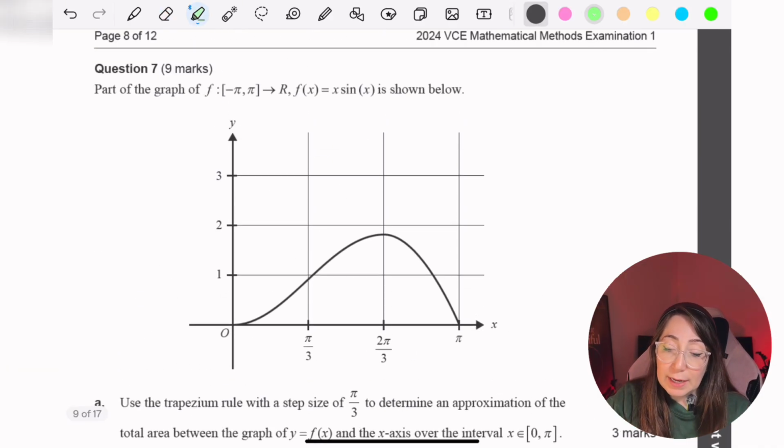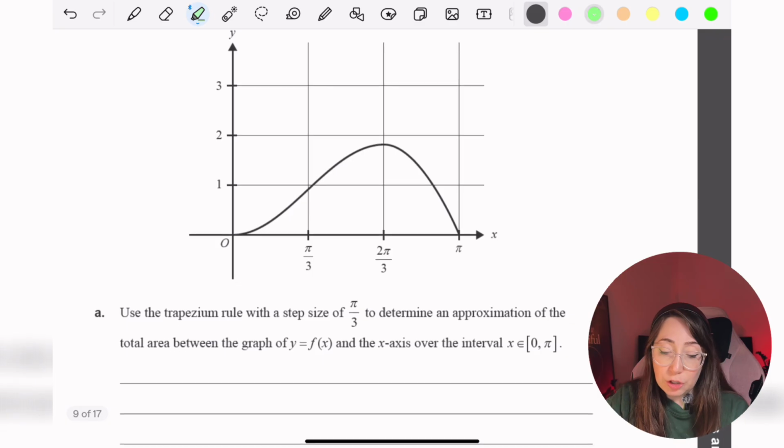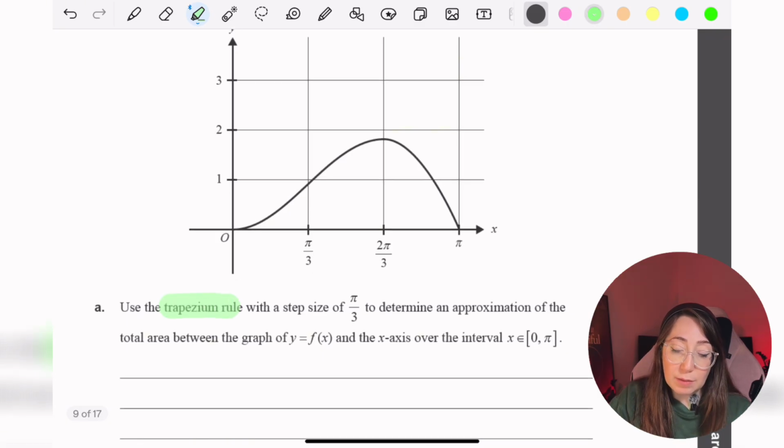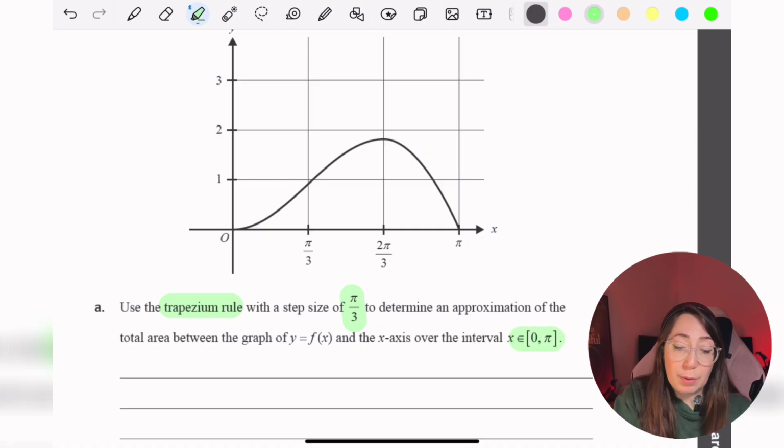So in terms of highlighting key information, I'll just start off with the name of the function, which is f, the domain, and also the function itself, which is x sine x. And the instructions, what do we have to do? Use the trapezium rule. We've got a step size of pi on 3, and we want to go between 0 and pi.